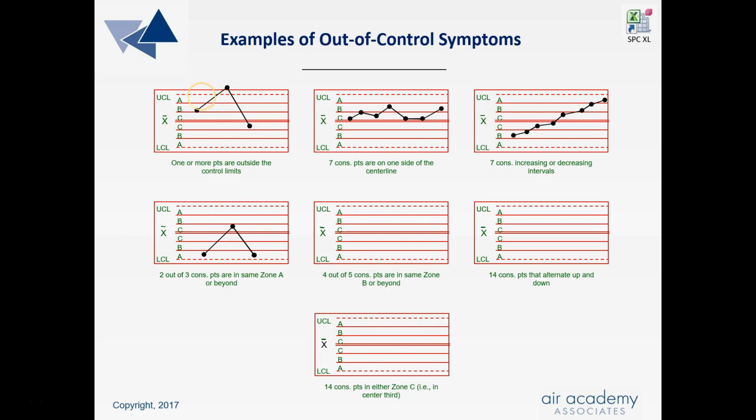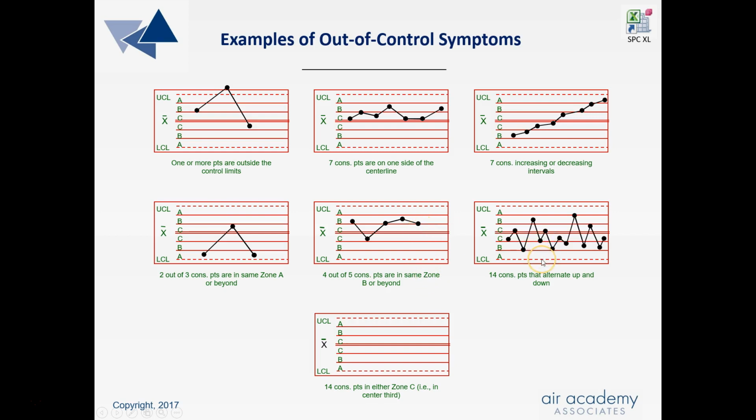2 out of 3 consecutive points in zone A or beyond. Now when you see the word beyond here, what that means is that beyond the lower zone A would be down here. That is to the tail direction of the distribution. Beyond the upper zone A would be in the upward direction, that is in the tail direction of the distribution. And other symptoms, 4 out of 5 that are in the same zone B or beyond.